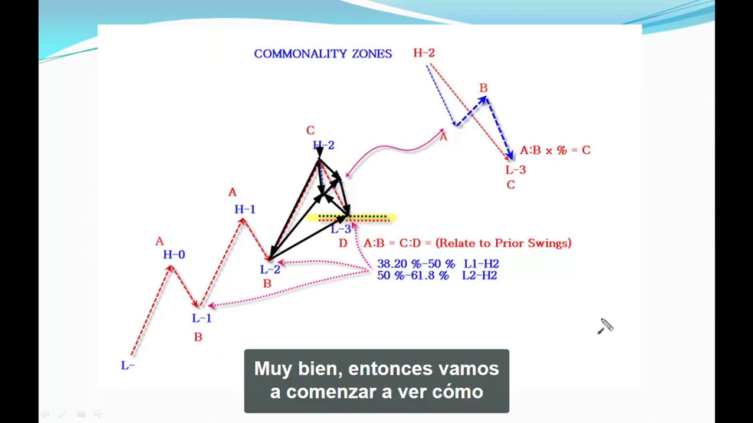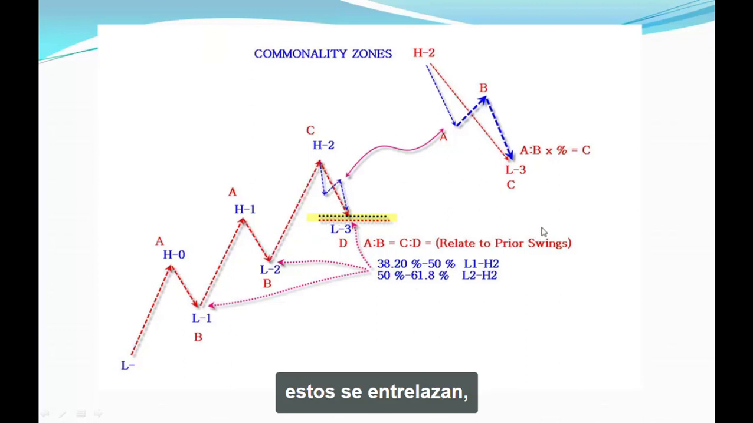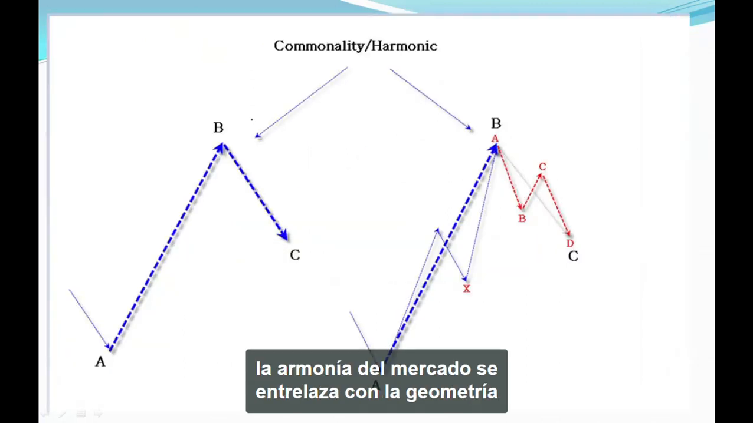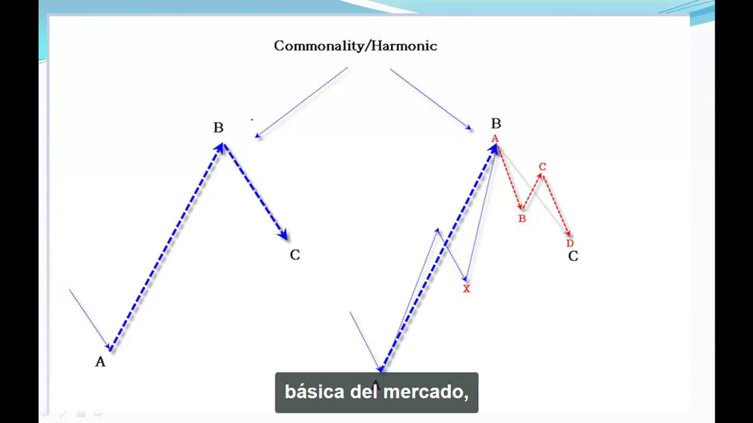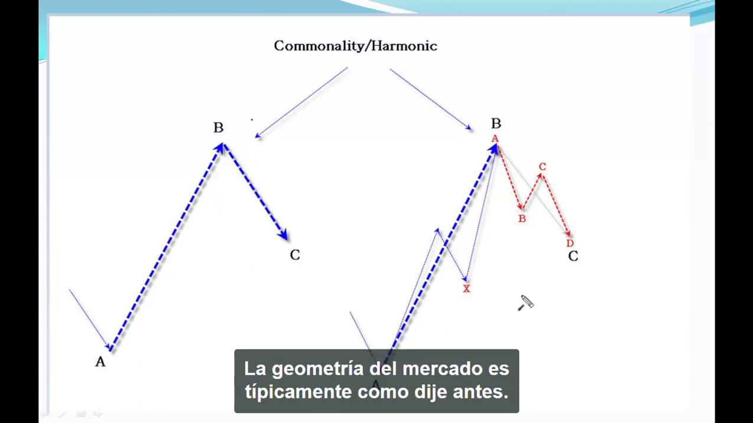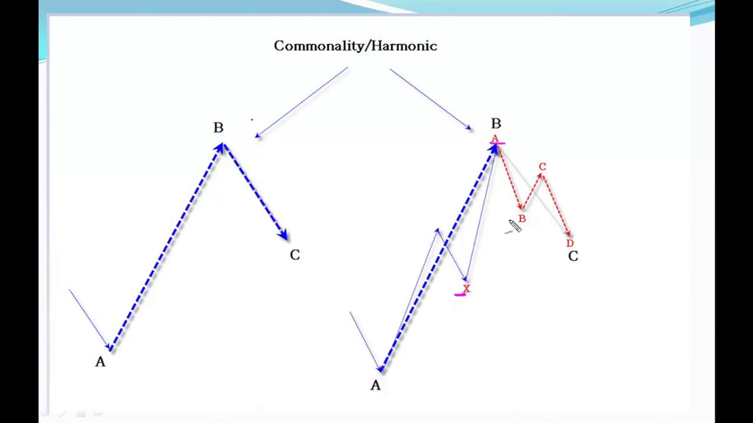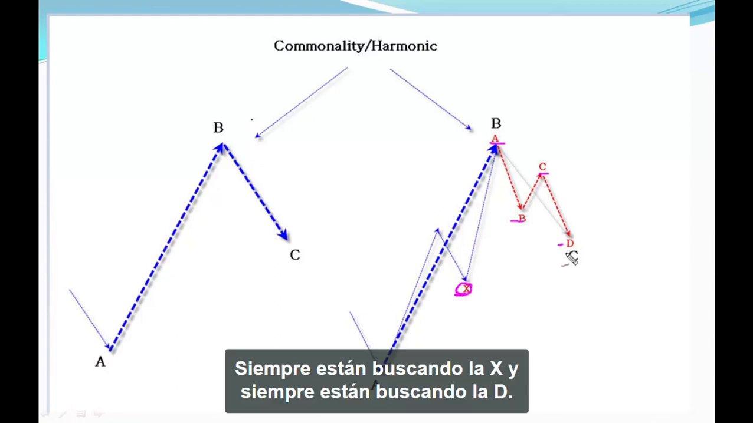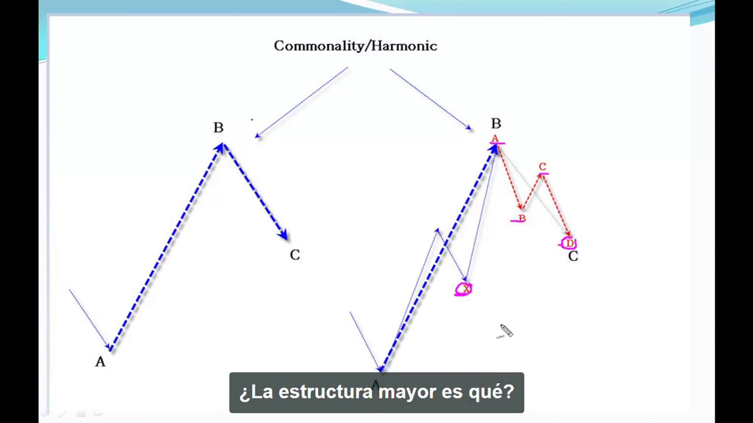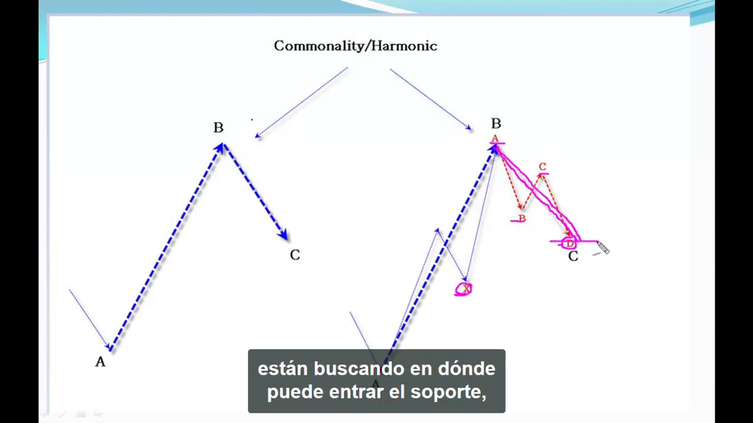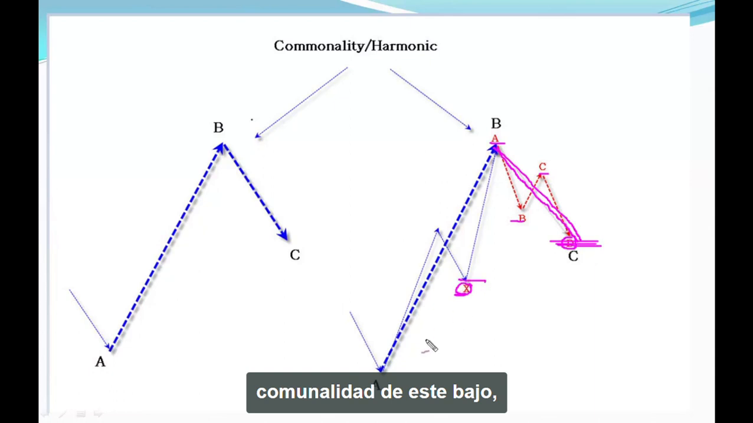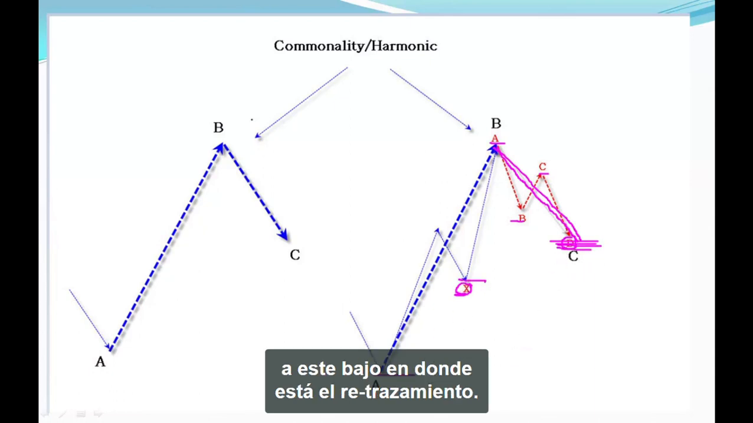All right, so we're going to start looking at how market harmonics intertwine with basic market geometry in terms of retracement. So market geometry is typically, as I said earlier, X, A, B, C, D. You're always looking for X and always looking for D. The larger structure is what? This whole retracement down from A to B, you're looking for where support can come in. Commonality from this low where retracement is.